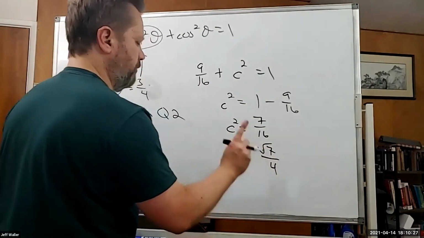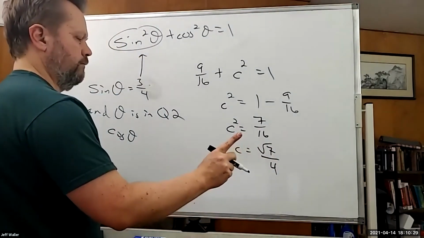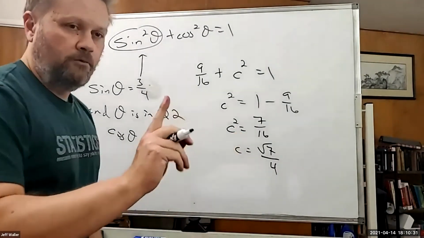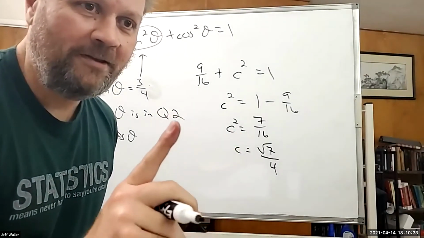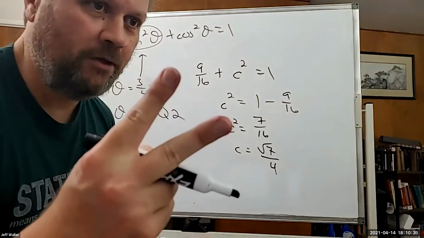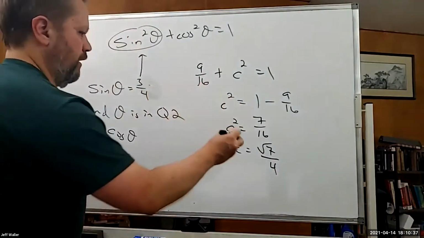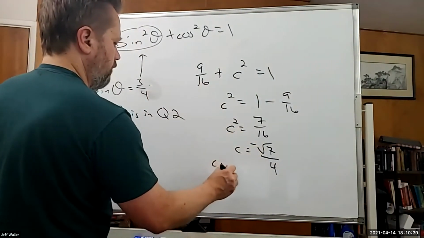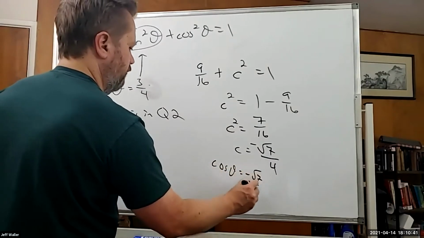I like it. There's one mistake you made. Plus or minus. Normally. It's in quadrant 2, and in quadrant 2 cosine's negative. So cosine theta is negative square root of 7/4.